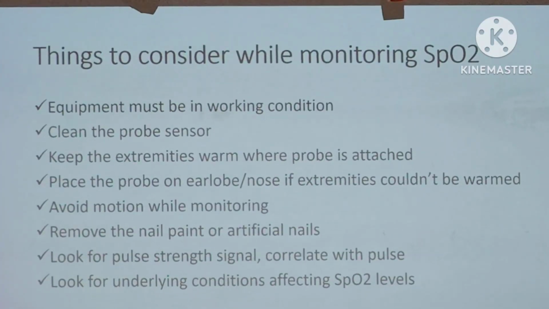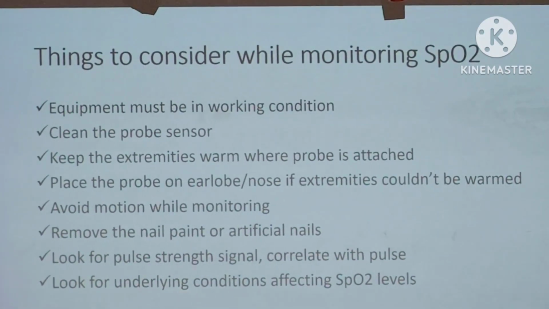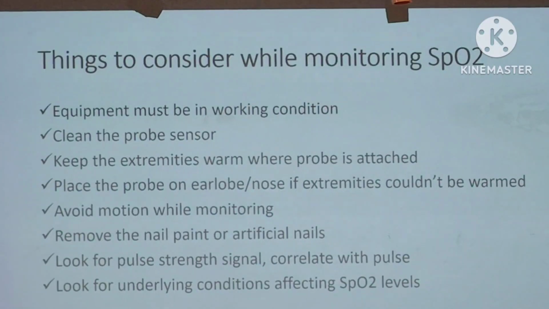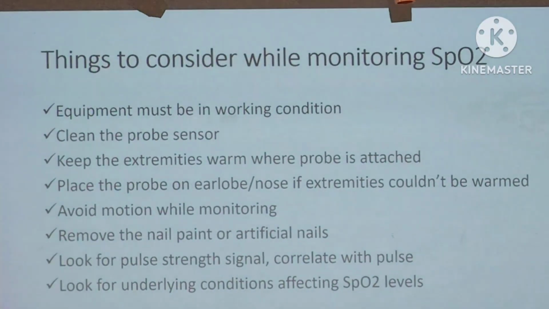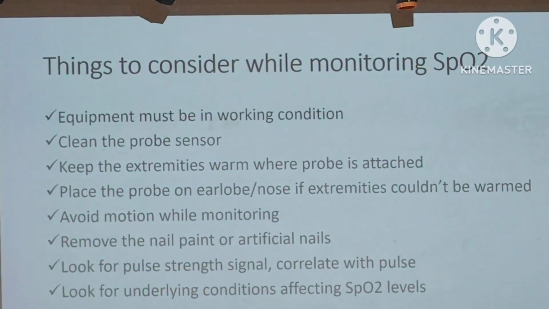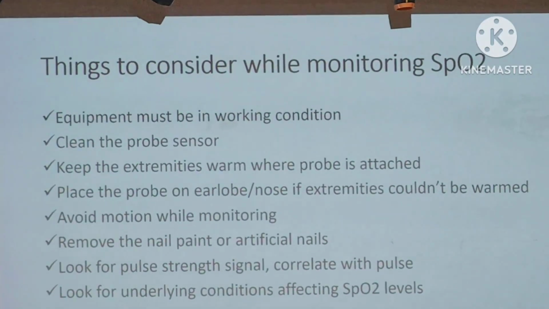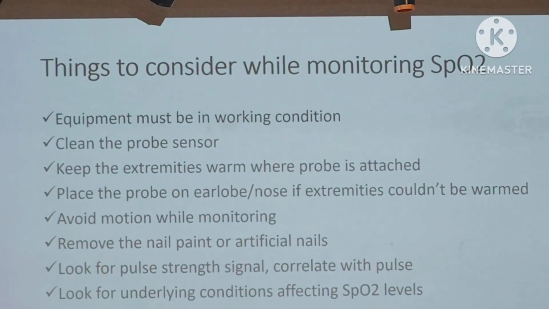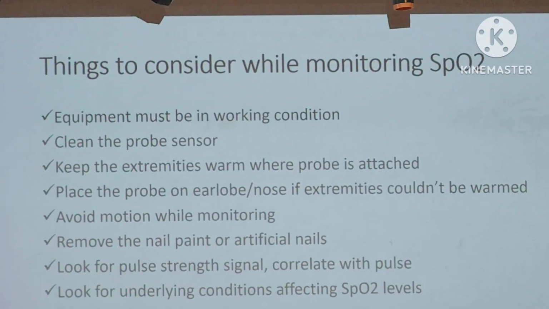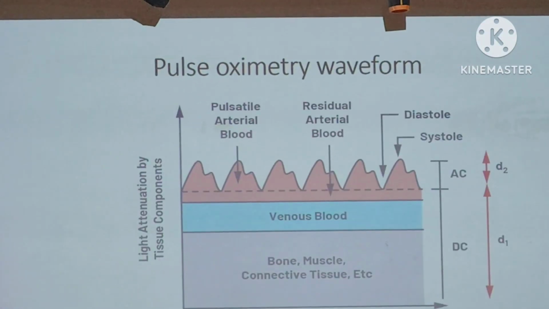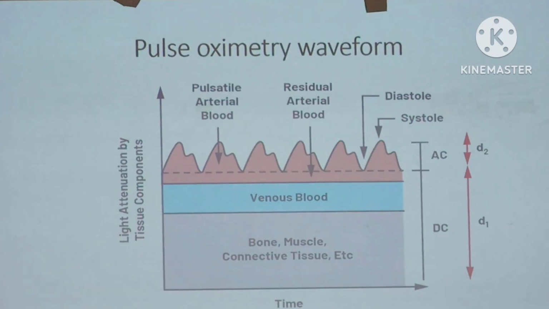And look for underlying conditions which are affecting SpO2 levels, especially in the case of carboxyhemoglobin and methemoglobinemia, where the actual SpO2 level will be less, but as the device is not able to differentiate between oxyhemoglobin, carboxyhemoglobin, and methemoglobin, the saturation will be falsely high. This is a pulse oximetry waveform.